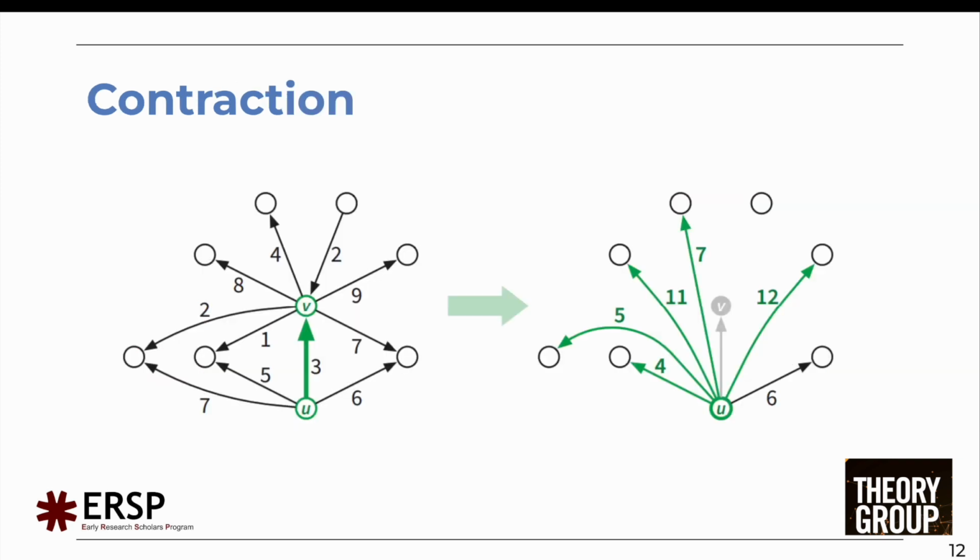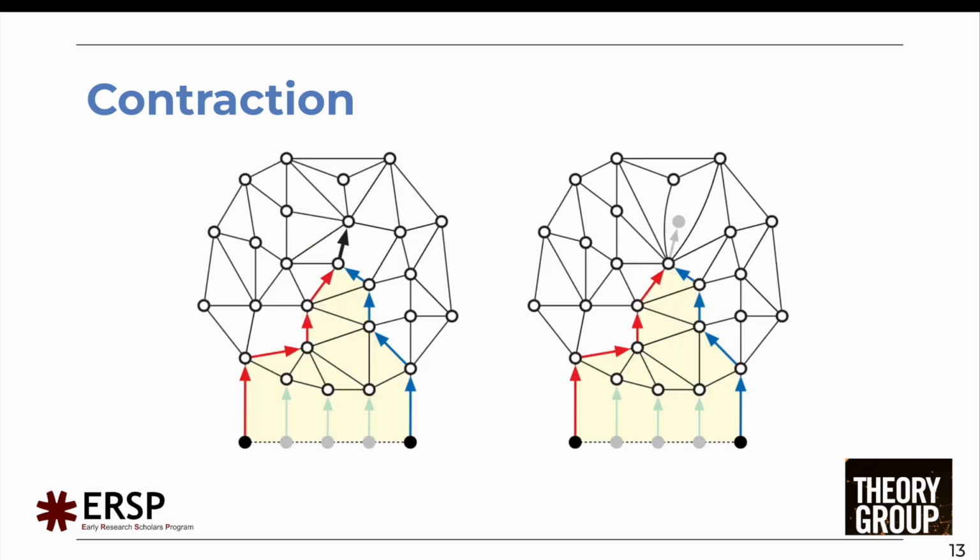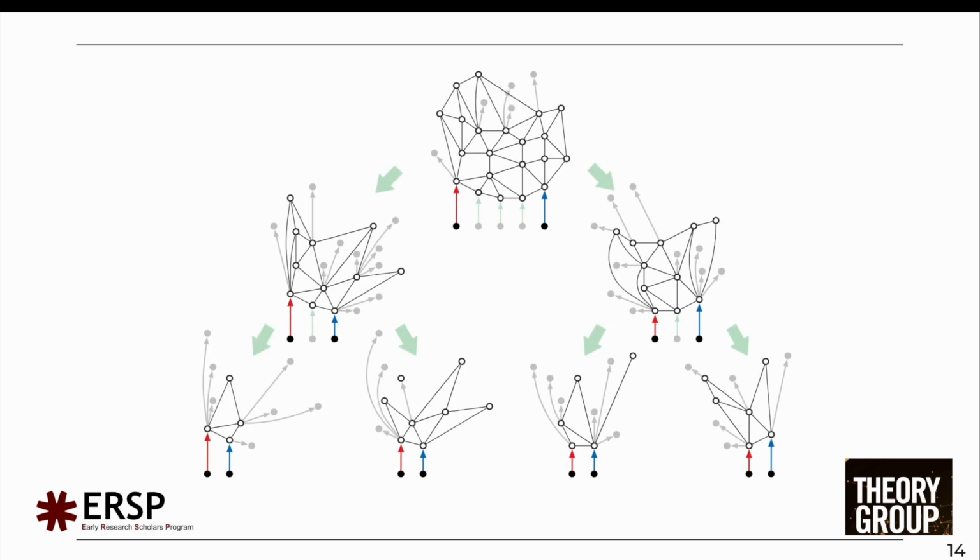Here's how the contraction of edges would work. This is a visual representation of how the contraction would look like. Finally, after multiple recursions, this is how each subproblem would look like.